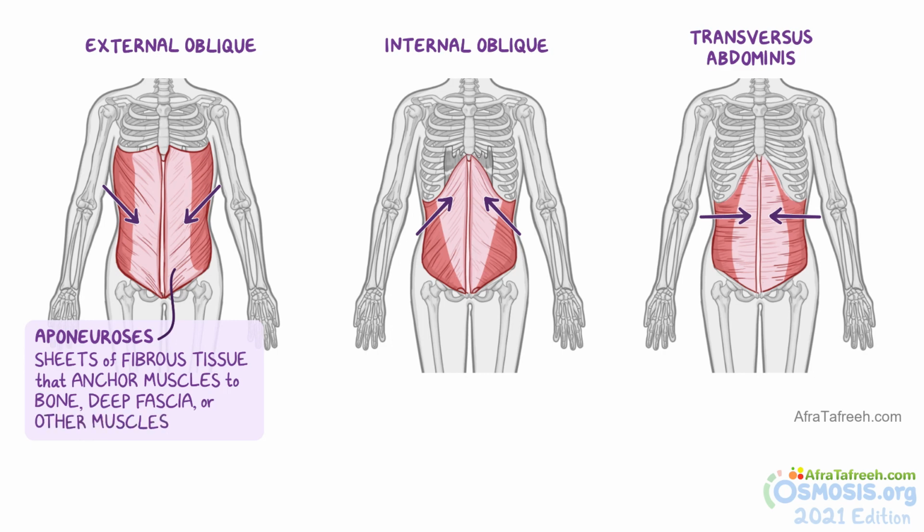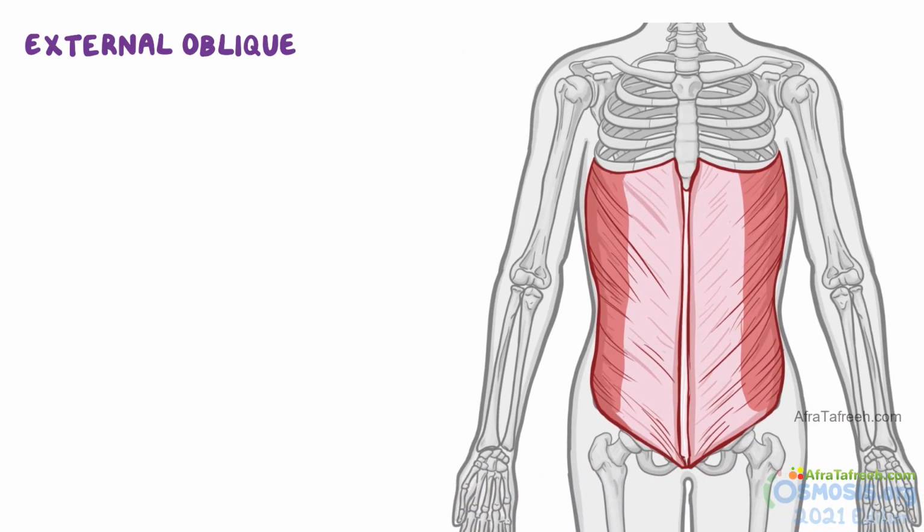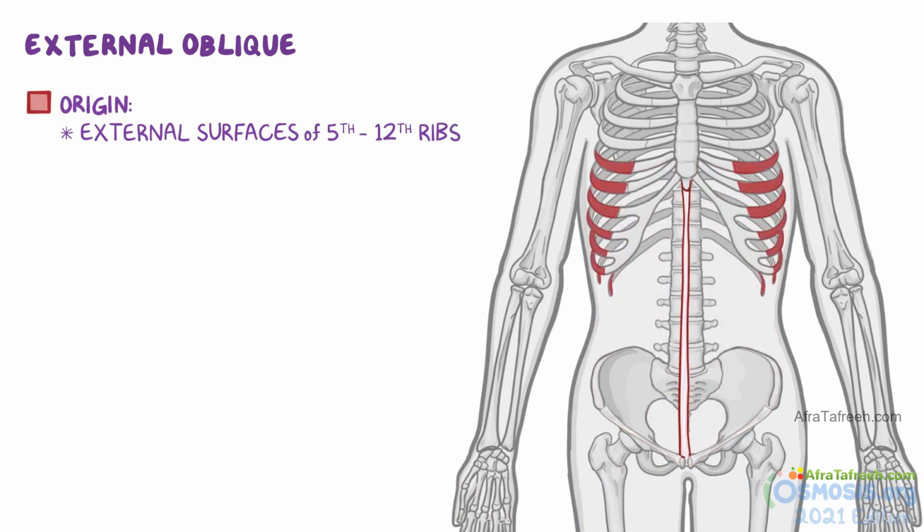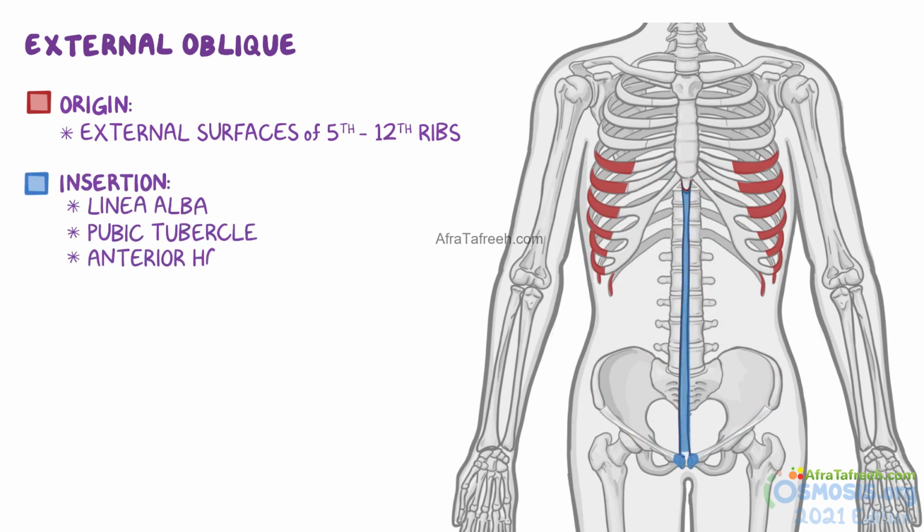The aponeuroses from the left and right flat abdominal muscles fuse in the midline to form the linea alba, which is Latin for white line, and runs from the xiphoid process to the pubic symphysis. The external oblique is the largest and most superficial of the anterolateral abdominal muscles. It originates at the external surfaces of the 5th through 12th ribs and inserts on the linea alba, pubic tubercle, and the anterior half of the iliac crest medial to the pubic tubercle.